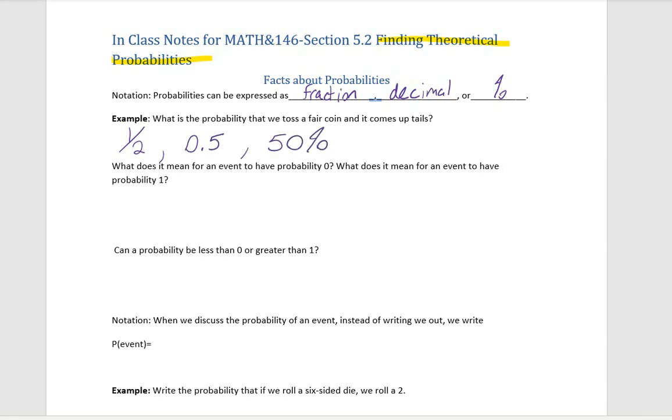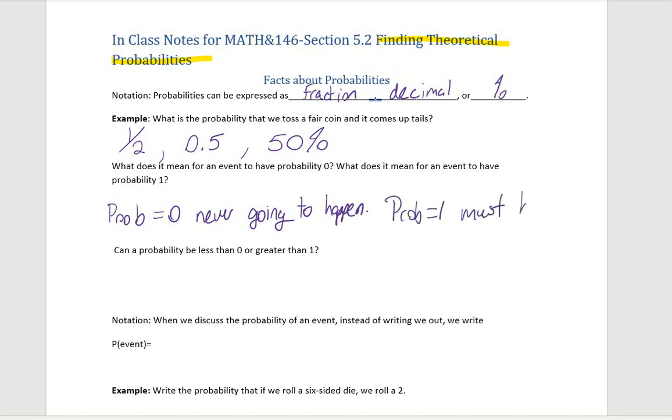So what does it mean for an event to have a probability of 0? And what does it mean for an event to have a probability of 1? Well, a probability of 0 means it's never going to happen. Okay, so if something has a 0% probability, that means it's never going to happen. So for example, what's the probability that the sun doesn't rise tomorrow? It's a probability of 0. Now, if we have a probability and it equals 1, that means it must happen. So what's the probability the sun will rise tomorrow? Well, that's 100%. It's definitely going to do that.